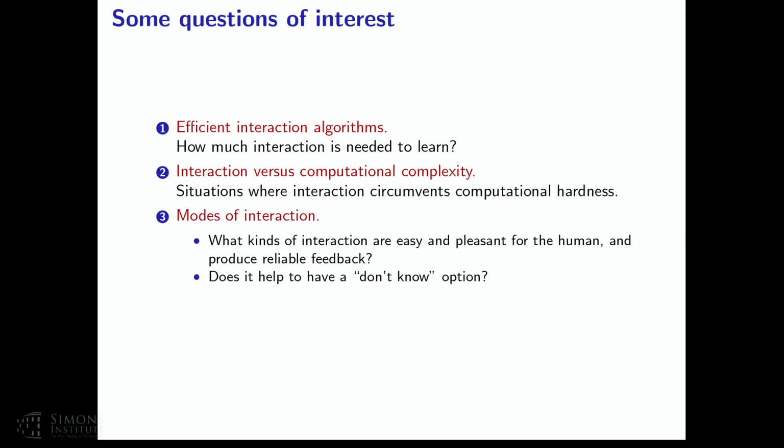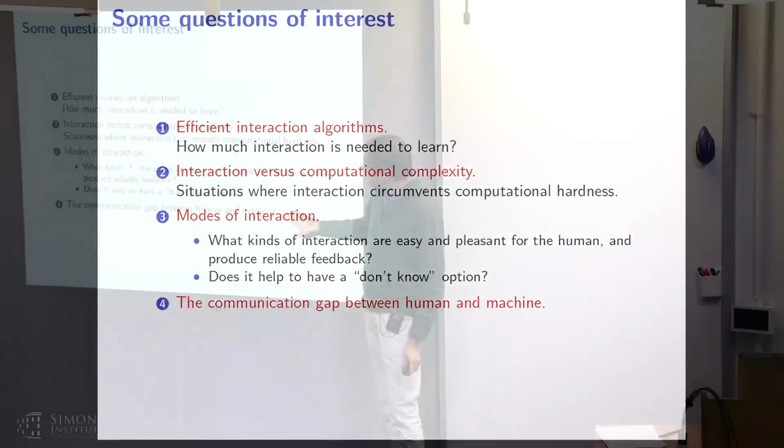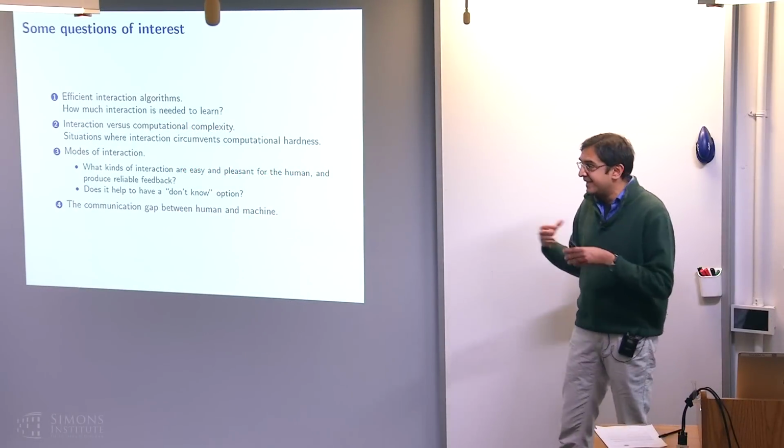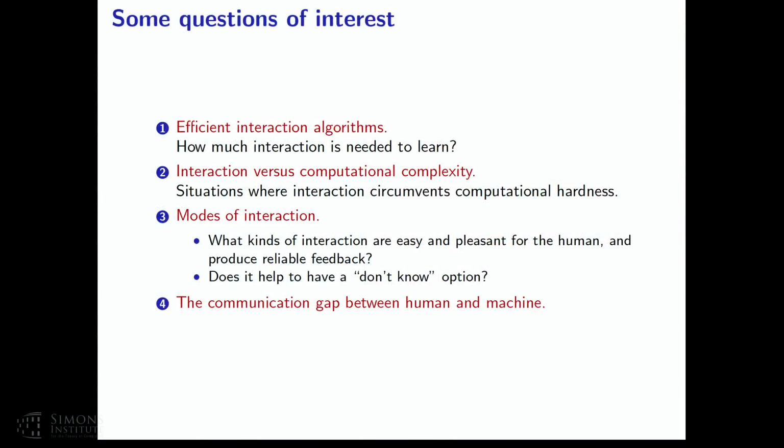And then, one of the things that I find most exciting about this area is the communication gap between the human and the machine in these sorts of interactive scenarios. Nobody knows what representation the human has. We all know what representation the machine has, but we don't understand it. What do the nodes in the neural net mean?